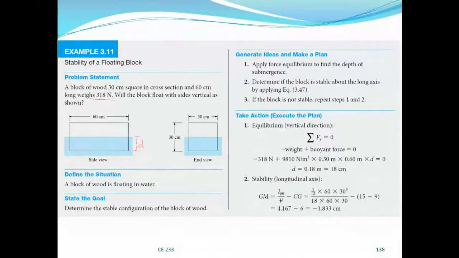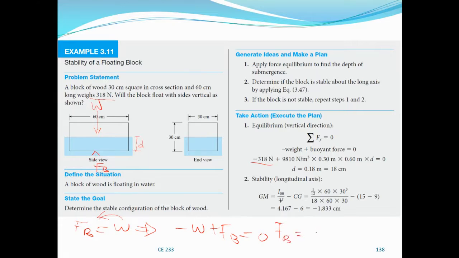So to find D, because it is floating, it means that the upthrust, the buoyant force acting, is equal to the weight of the block, isn't it? So the buoyant force is equal to the weight. That implies minus W plus FB will be equal to 0, the summation of forces in the vertical direction being 0. FB is positive, W is negative because it is opposite to FB. The weight is already provided. What is FB, the buoyant force?